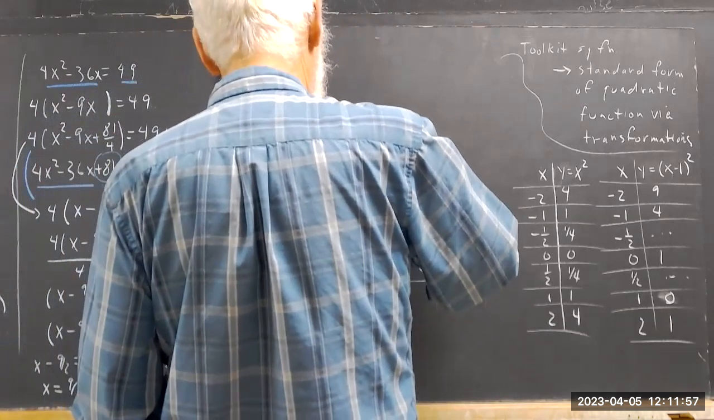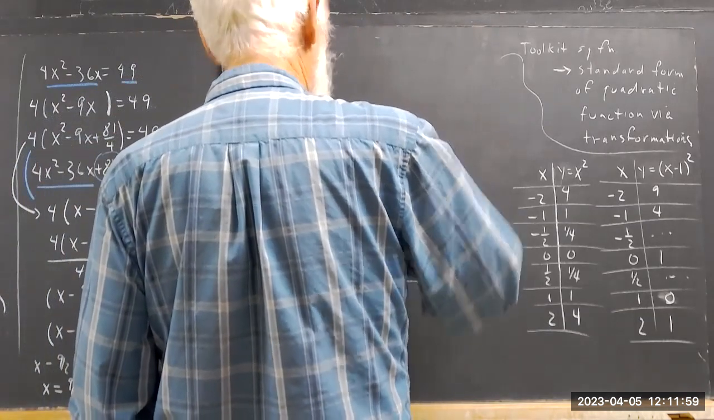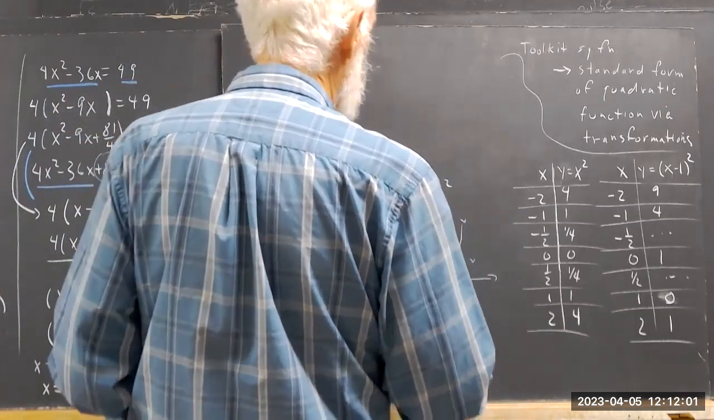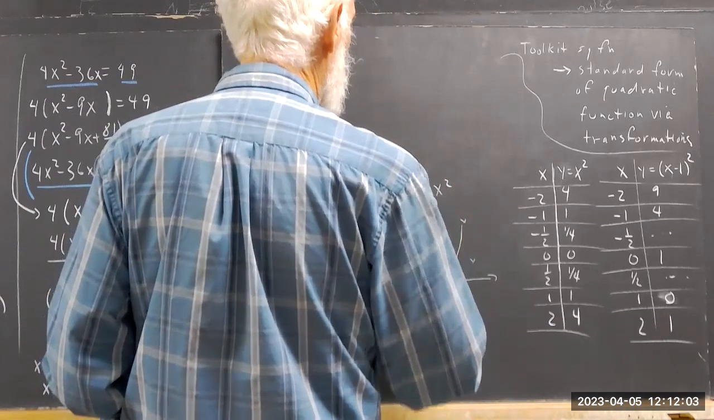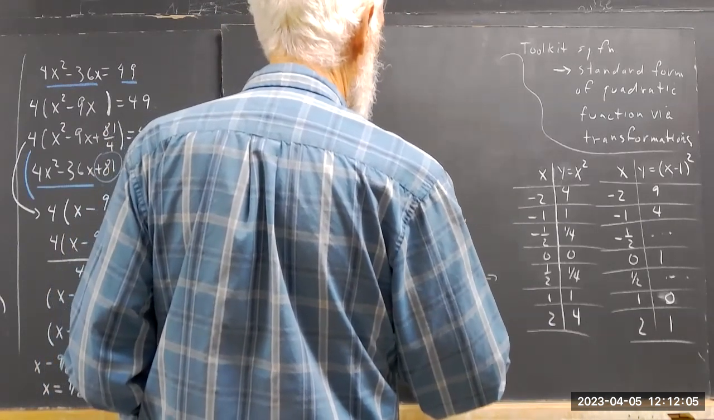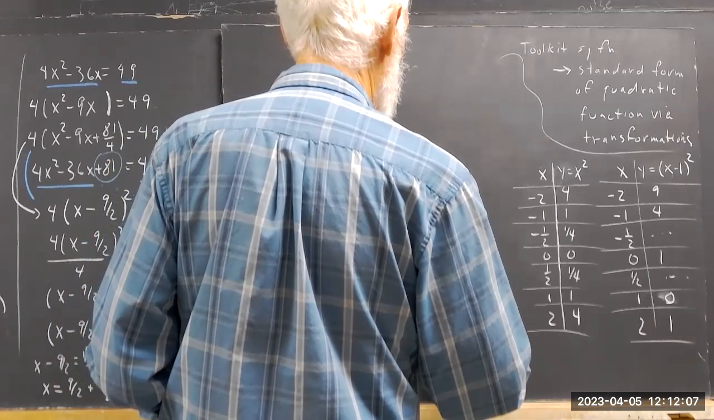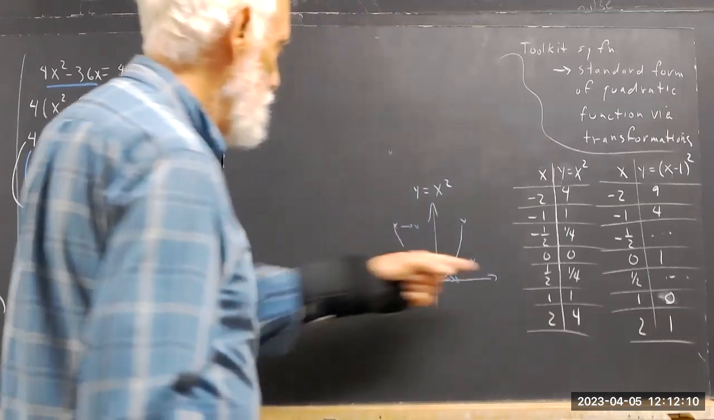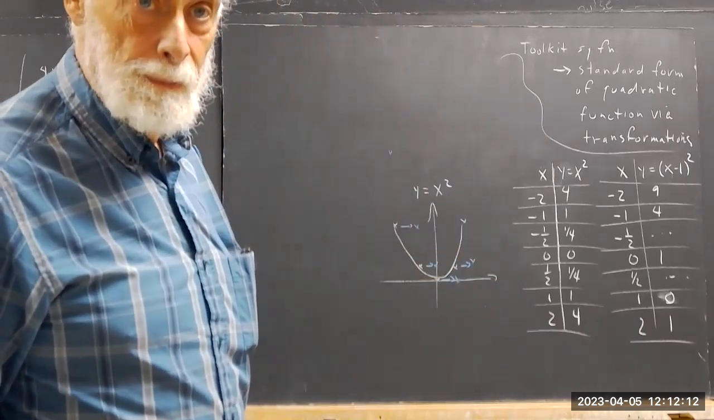I've done a couple of things wrong on that. Here's the graph. Before I draw the graph, I'm just going to observe that each of the points on the x squared graph gets shifted over 1 unit.